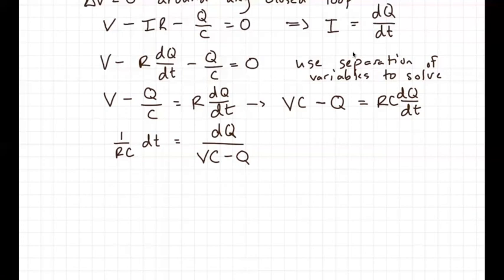So now I integrate both sides, and I'm integrating them for equivalent periods. So if I started at time 0, for example, when I close the switch, that's when I close the switch. So this is time when I close the switch.